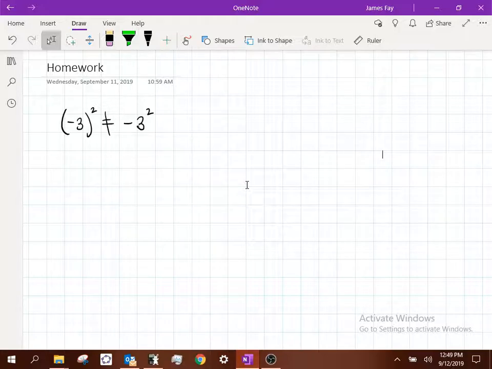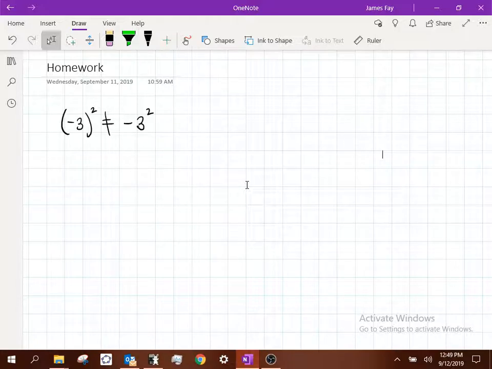-9. So this one here gives me -3 times -3. This one here really gives me -1 times 3 squared. Does that make sense? Okay. So this one gives me 9. This one gives me -9, and obviously those are not the same. So I just want to make sure that we are all on the same page with this.